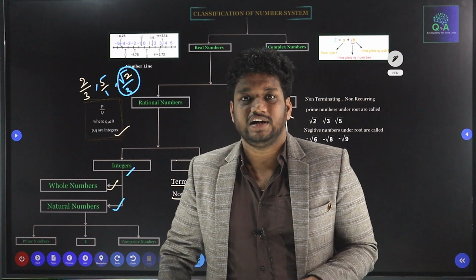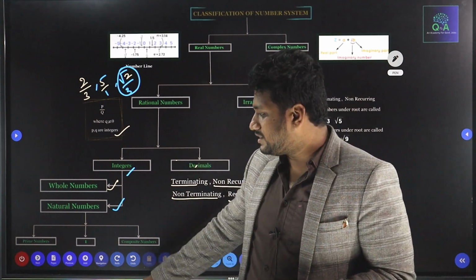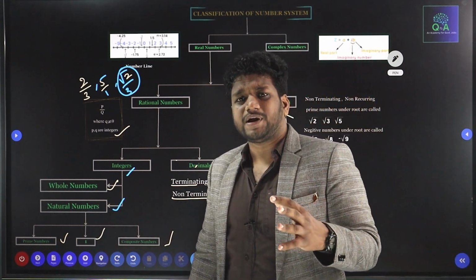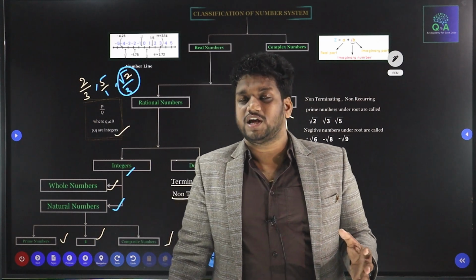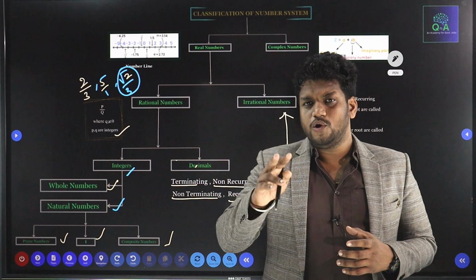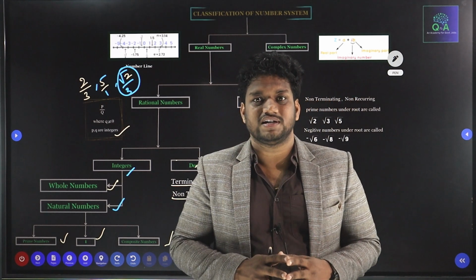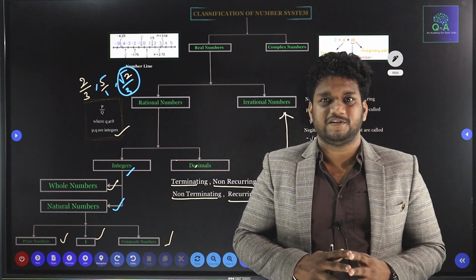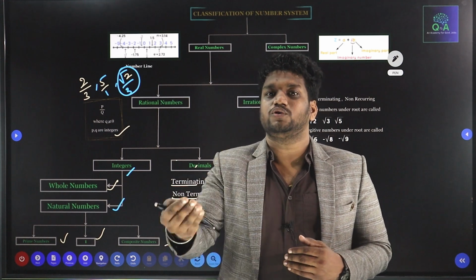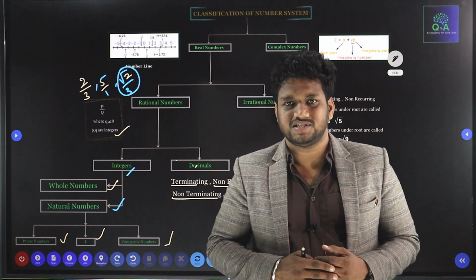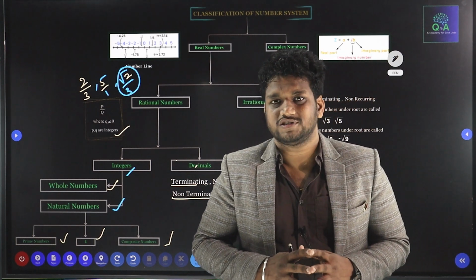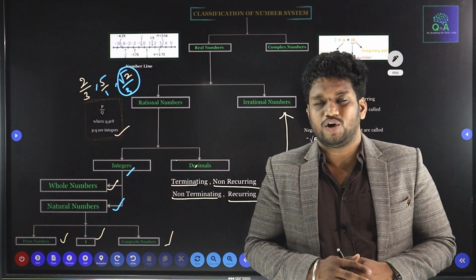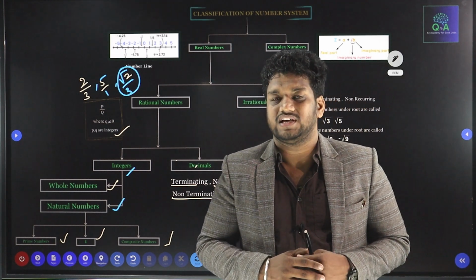Now natural numbers are divided into three different parts: prime numbers, composite numbers, and 1. What are prime numbers? Prime numbers are numbers that have only two factors. Then what are composite numbers? Composite numbers are numbers that have more than two factors. Then what is 1? 1 is neither a prime nor a composite number, because 1 has only one factor, which is itself.